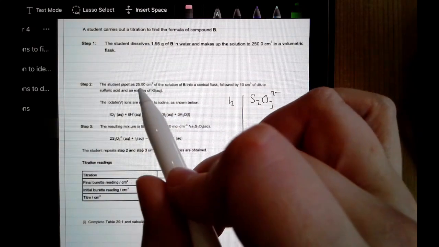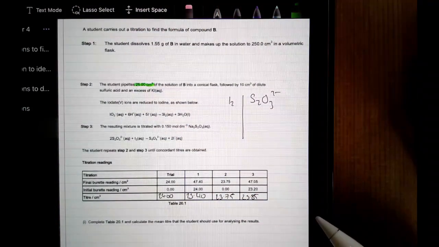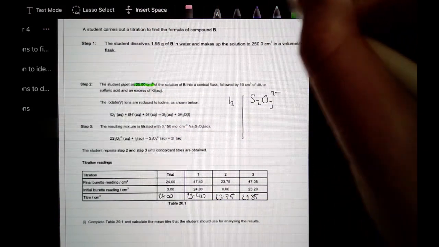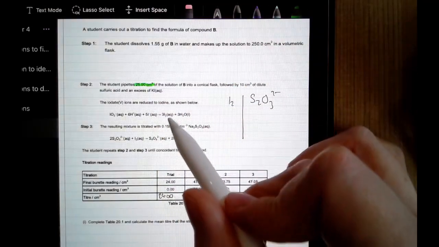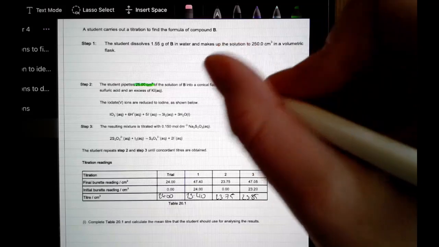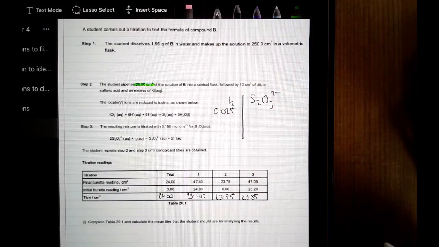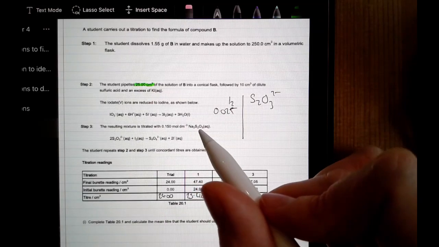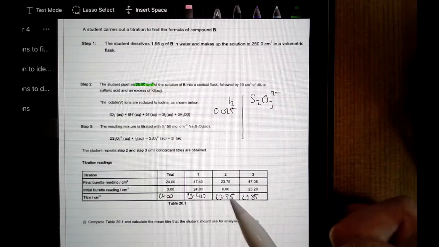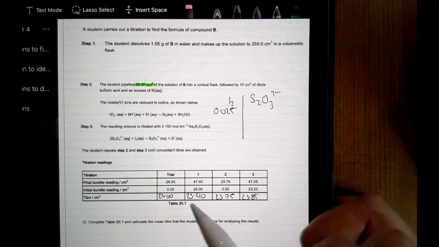So I'm told that I have got 25 centimetres cubed of that solution B. So I'm going to write that down under my I2 because that's what ultimately led to this I2. So I'm going to write down my 25, dividing by 1,000 to get it into decimetres cubed. The amount of sodium thiosulfate required, you'd have to use the titration readings. So this is in your burette, so you'd have to use the titration readings.